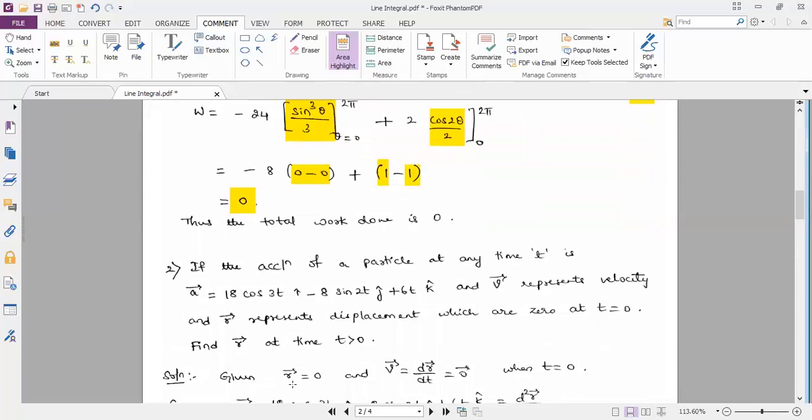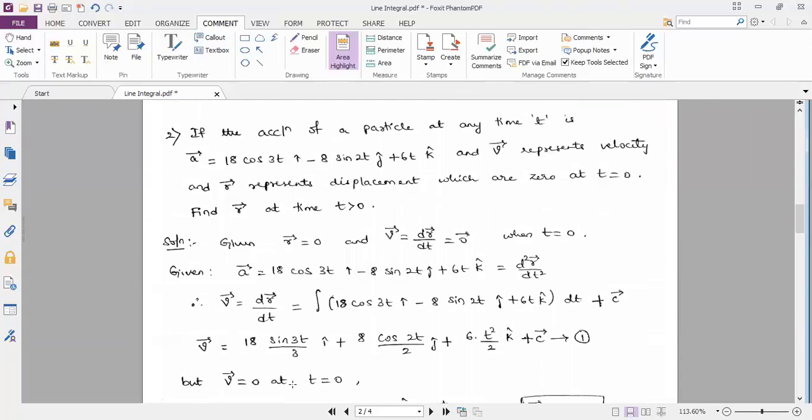We'll see another problem wherein the question is given in terms of the acceleration. If the acceleration of a particle at any time t is vector A = 18 cos 3t i − 8 sin 2t j + 6t k, and vector V represents the velocity and R represents displacement, which are given to be 0 at t = 0, find the displacement r at any time t greater than 0. So that's our question. Let us analyze the data.